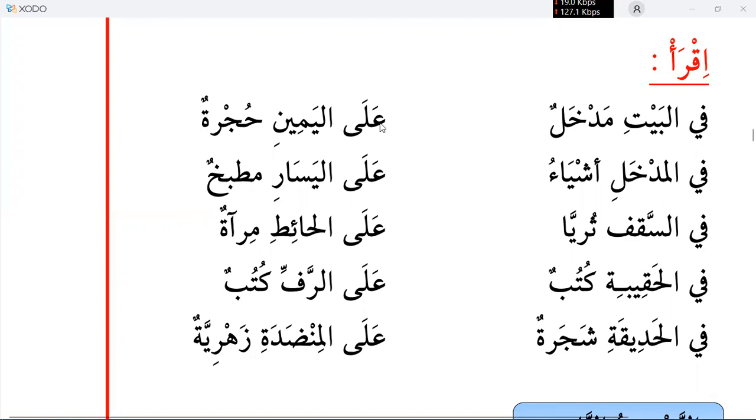Ala yamin al hujra. Sir, in this sentence, the first word ala is harf jar, and the mubtada that is there is nakira, ustad. Yes, hujra is mubtada and al yamin is the khabar.